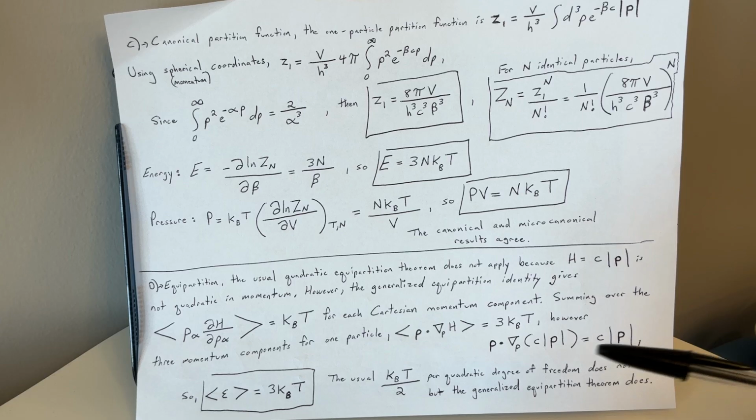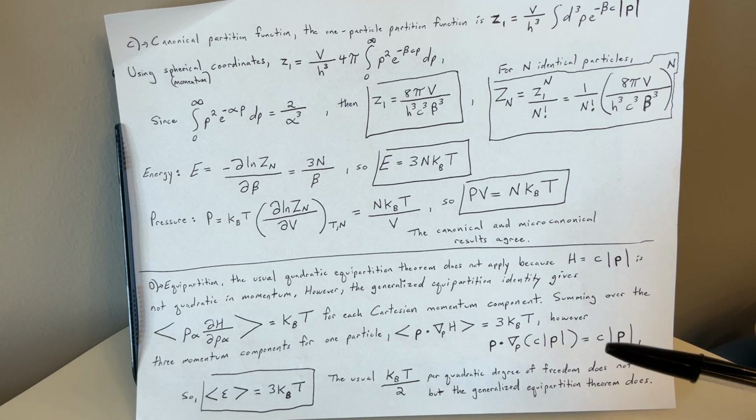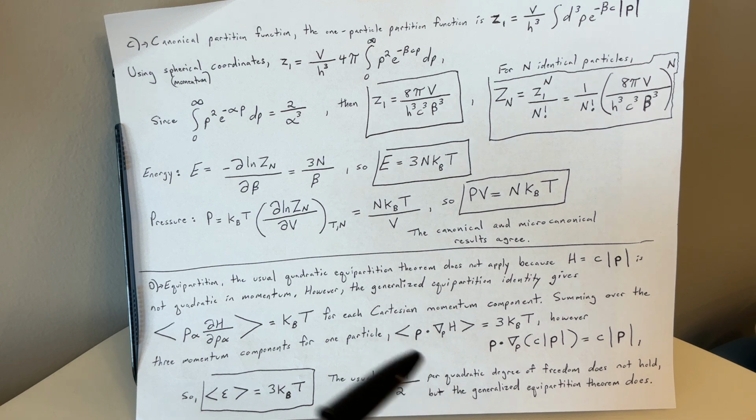However, what we get here is p dotted with the del operator of p times c times the absolute value of p, which equals c times the absolute value of p. So the expectation value here is equal to 3 k_B T, and the usual k_B T over 2 per quadratic degree of freedom does not hold, but the generalized equipartition theorem does.